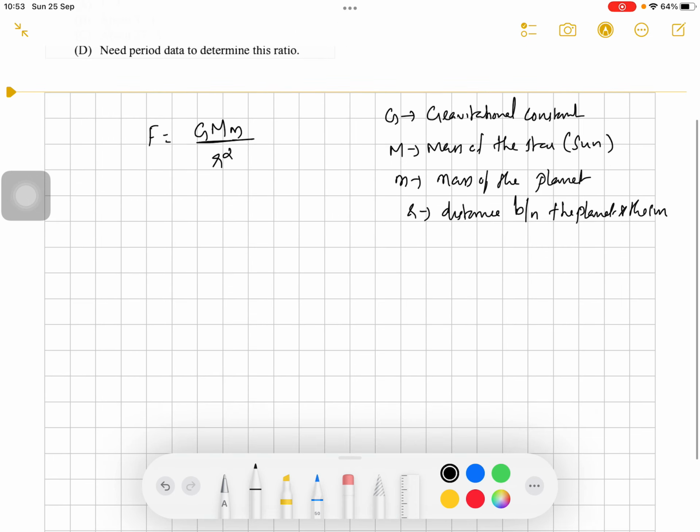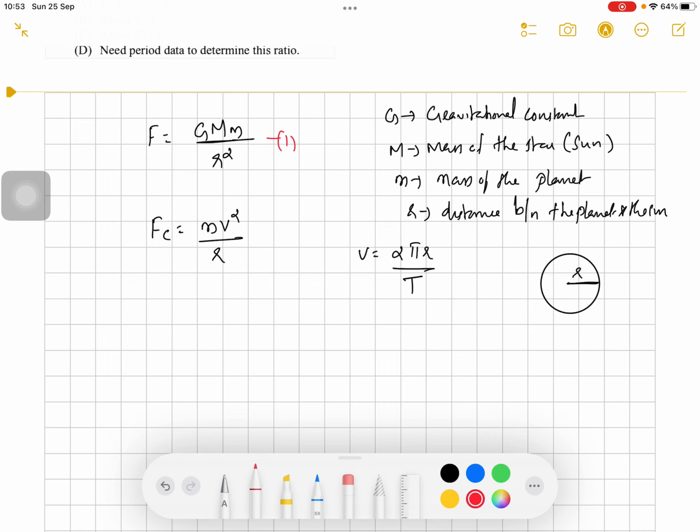So this force must be equal to the centripetal force, that is mv square by r. Here v is the linear velocity, given by 2 pi r by T. Here 2 pi r is the circumference of a circle, if the planet is moving in a circular path having radius r, and capital T is the time for one revolution, that is the period.